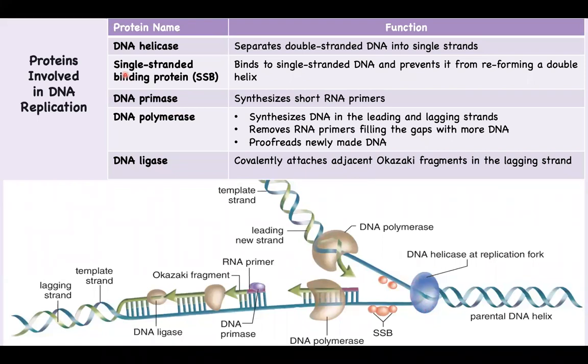Next one is the single-stranded binding protein. We call it the SSB. So you see here, kat sini. This binds to single-stranded DNA and prevents it from reforming a double helix. Dia kan bila dah DNA helicase separate the double-stranded tu, ni yang maintain dia. Maksudnya dia maintain it to be single-stranded. Dia prevent it from reforming balik, joining balik jadi macam double helix balik.